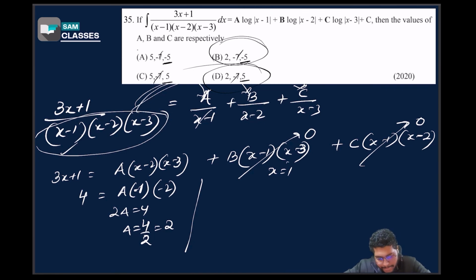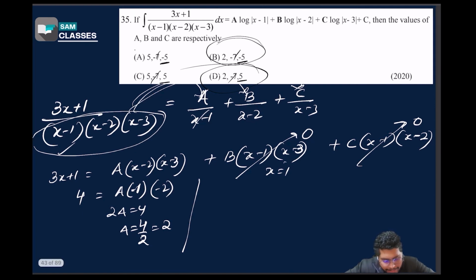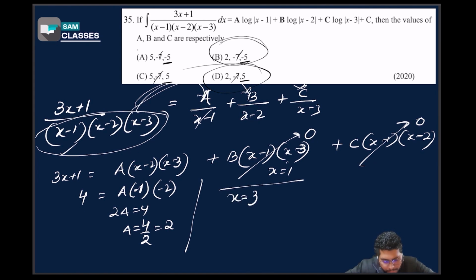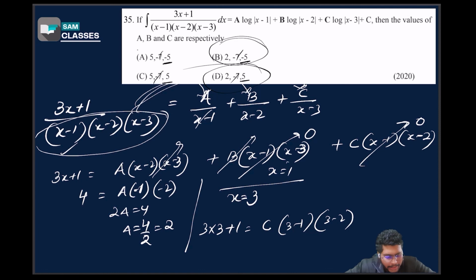Let's see which one. Now, in order to find C, what are we going to do? We'll make B and A 0. So what are we going to do? We'll put x equal to 3. The moment we put x equal to 3, this again went 0, this again went 0. So 3 into 3 plus 1 is equal to C into, put 3, 3 minus 1 into 3 minus 2. So what I'm getting, 9 plus 1, 10 is equal to 2C into 1. So C is equal to 5. So which option? Option D, that's it.